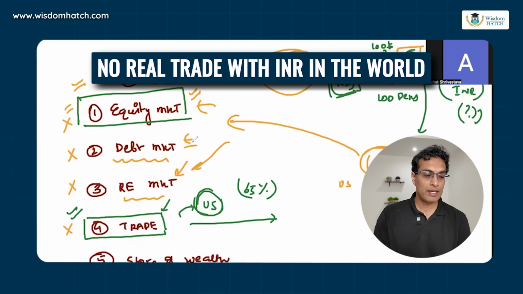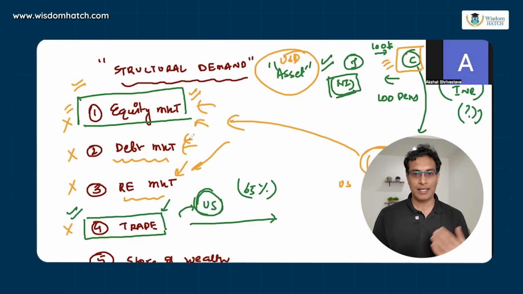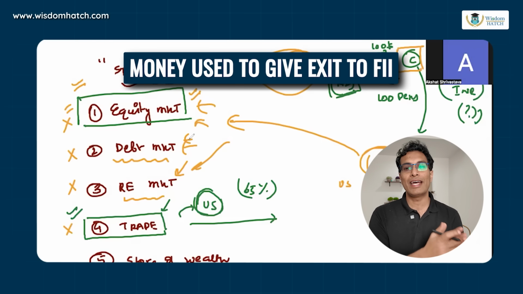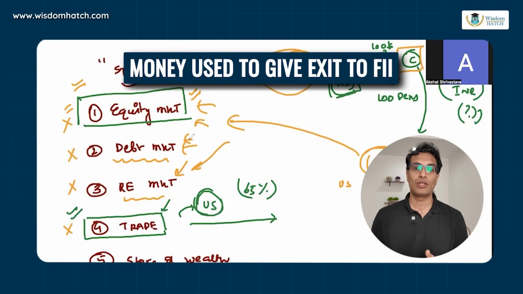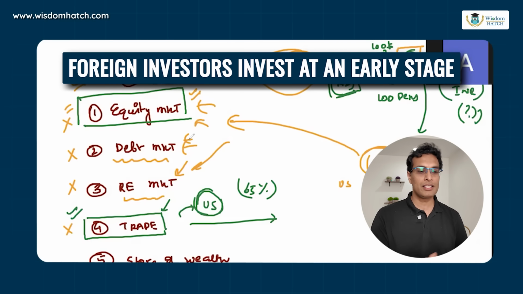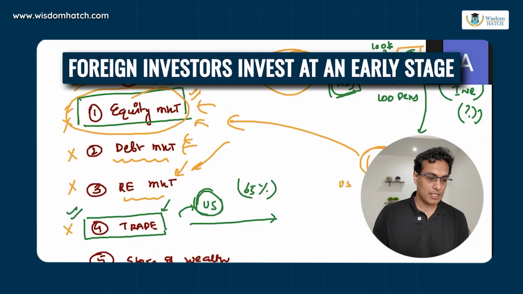They cannot go to the debt market or the real estate market. You'll say equity market, they can go. Yes, technically, but they go in the early stage market, where the money is used to give an exit to your foreign institutional investors. So they don't go in the publicly listed market, they go in the early stages. So this is an area where Indian equity finds some use.